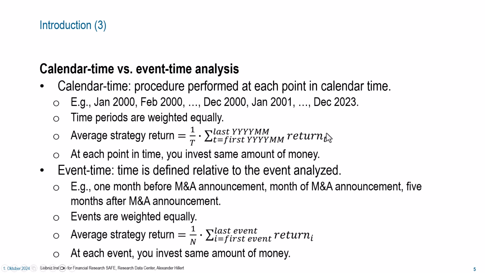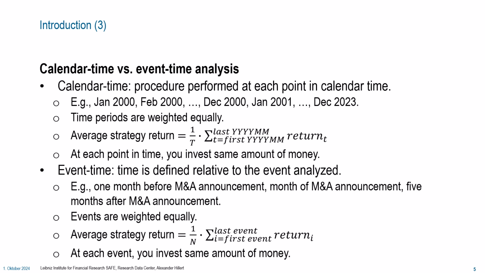And then for each month during our sample period, we would get a return, and we sum up all the monthly returns and then divide it by the number of months in our sample period. And for the strategy, it's assumed that you invest the same amount of money at each point in time. This is because we weight time periods equally, so we assume that in each month we put the same investment capital in our strategy.